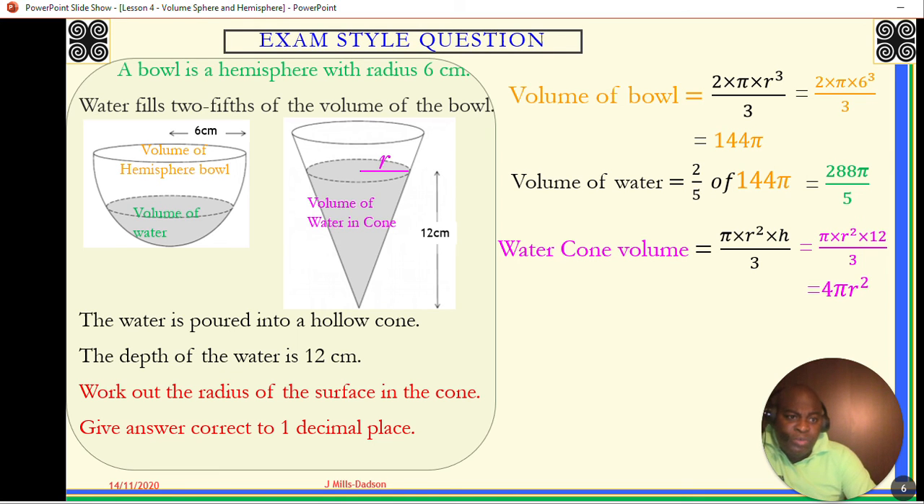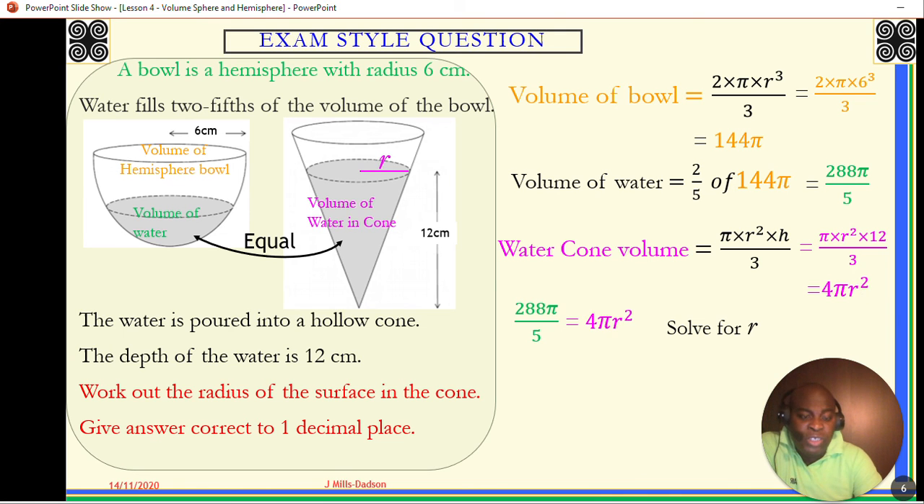Now what you need to remember is that I now know the volume of the water in the cone as an expression. Looking at the question, the water inside the hemisphere is the same water inside the cone, and therefore the two should be equal. So I'm going to equate these two, 288 pi over 5 with 4 pi r squared. Then all I need to do is solve for r.